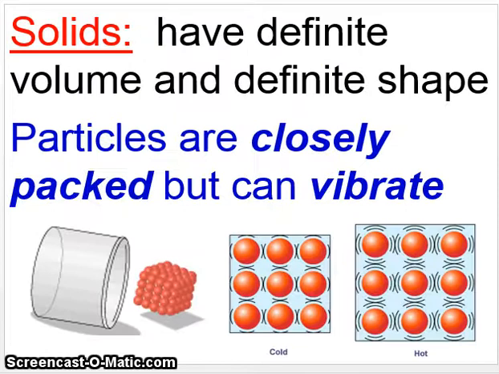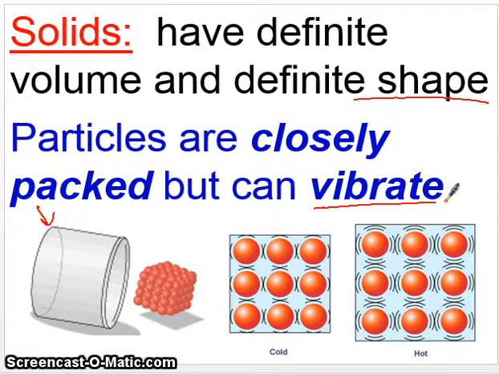In the case of a solid, then, they have both a definite volume and a definite shape. So you can definitely measure the volume of a solid, but you can also check its shape. Its shape does not change, say, if you tip the container over and pour the solid out. The particles are very closely packed together. They're stuck to one another. They're connected. But they do have motion, and their motion is vibrational.